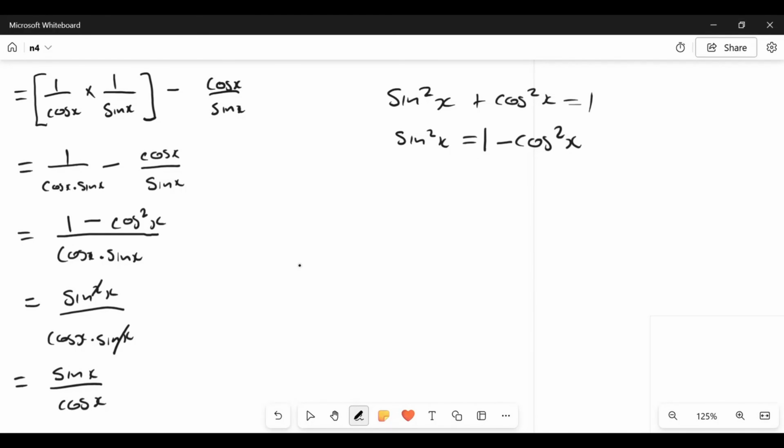This here is a quotient identity. So sine x over cos x is the same as tan x. So this here is our final answer for this question. As you can see, guys, this question here required us to know our identities, the square identities, the quotient identities, and also the CAST diagram.